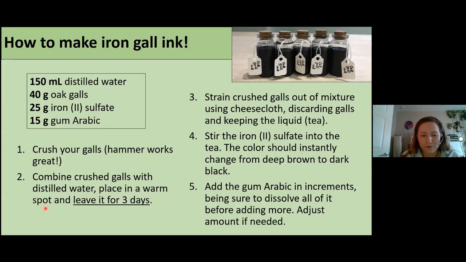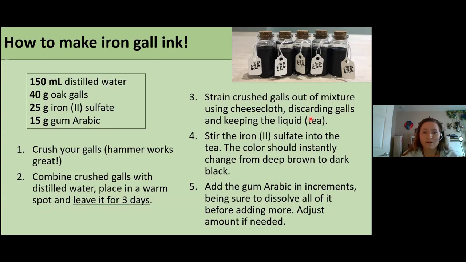Cap it, put it in a glass jar, cap it, leave it outside in the shade for 3 days. This actually lets it ferment. That fermentation allows the tannic acid content to increase in the tea, as I like to call it at this stage, because you're basically making a tea. The tannic acid is important because it actually is the binder for the ink. That is what keeps it permanent.